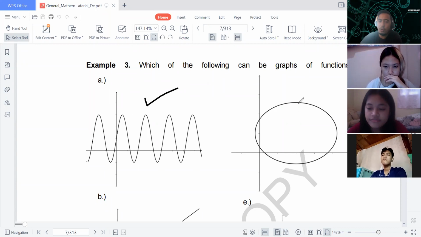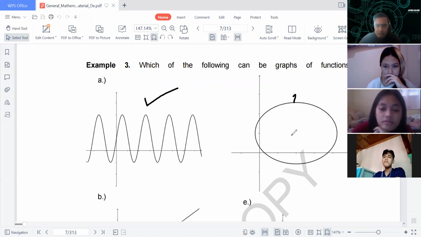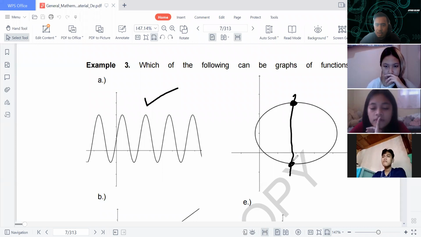Next, is it a function? No, because if we draw a vertical line here, it will cross here at the same time here. So in this case, this one is not a function. This is just called a relation. A circle is not a function. Okay?